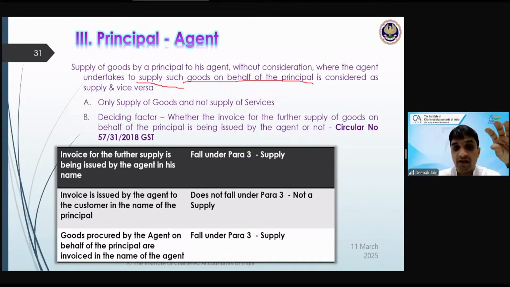लेकिन अगर एजेंट इंडिपेंडेंटली एक्ट नहीं कर रहा है, प्रिंसिपल के इनवॉइस is issued by the agent to the customer in the name of principal, कि प्रिंसिपल जो है स्टॉक ट्रांसफर कर रहा है एजेंट को, एजेंट जो है इनवॉइस अपने नाम पे नहीं बना रहा है, he is raising an invoice in the name of principal itself. मतलब ये प्योर एजेंसी नहीं है, ये एजेंट है लेकिन इंडिपेंडेंट एजेंट नहीं है.